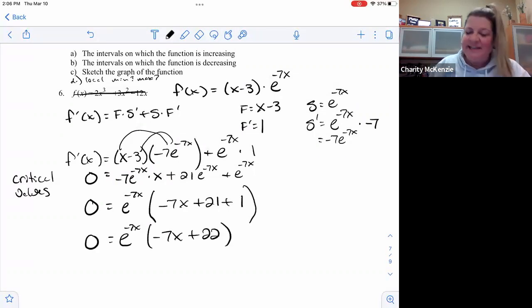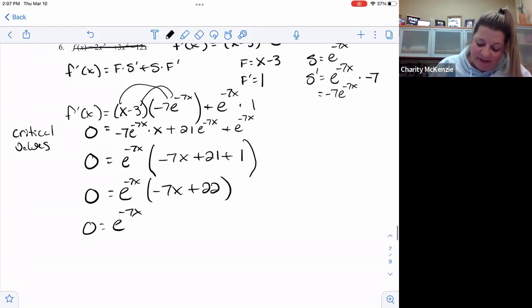All right, where does each factor equal 0? Well, 0 equals e to the negative 7x has no solution.